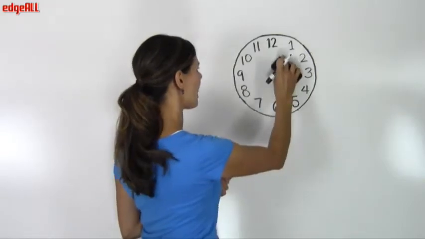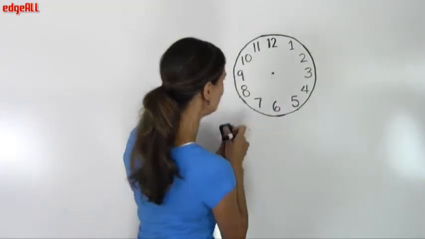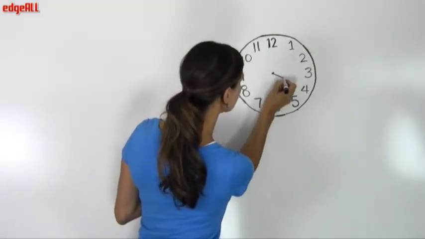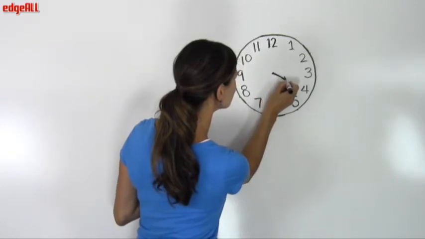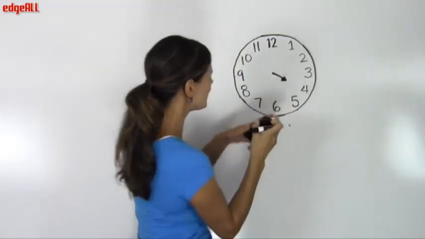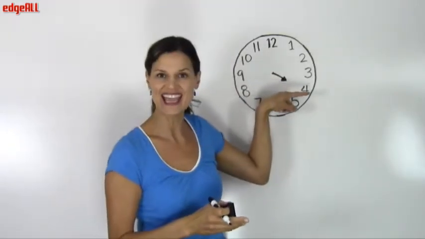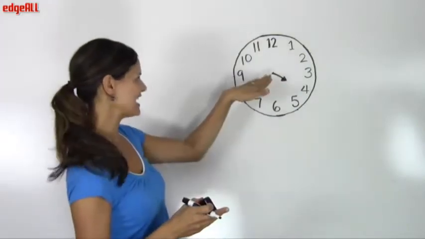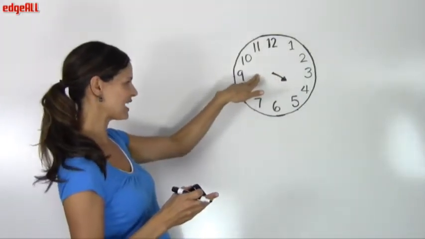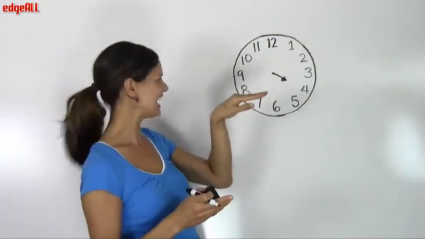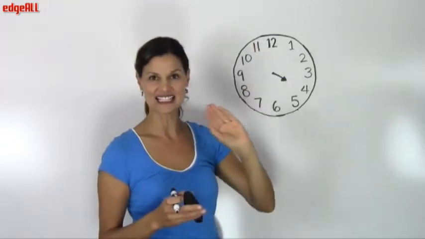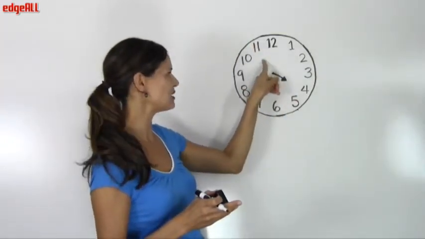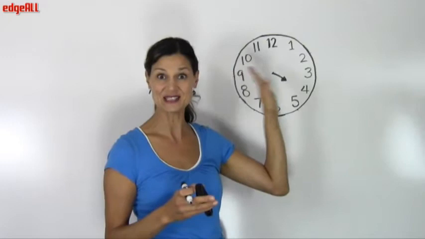At 4 o'clock, for another example, the hour hand is going to look like this, and it's going to be pointing directly at the 4. And the same goes for all of the hours. At 9 o'clock, the hour hand will be pointing straight at the 9. At 11 o'clock exactly, the hour hand will be pointing exactly straight at the 11.